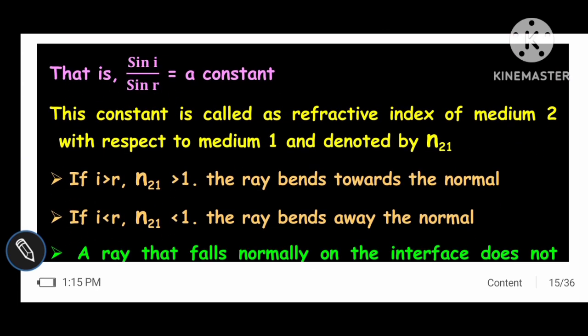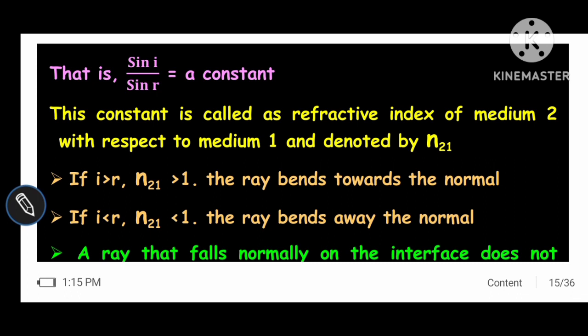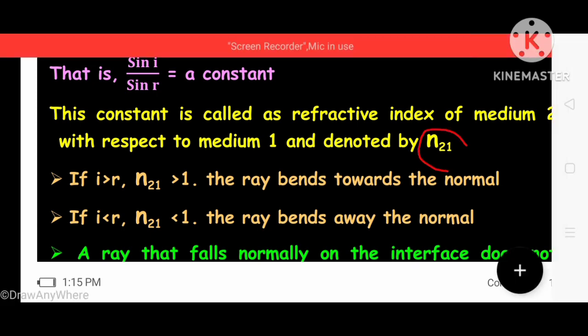It is represented as sine I by sine R. The ratio of sine of angle of incidence, that is sine I, to the sine of angle of refraction, is equal to a constant. This constant is called as refractive index of a medium 2 with respect to medium 1, which is denoted by N21. N21 means the refractive index of medium 2 with respect to medium 1.